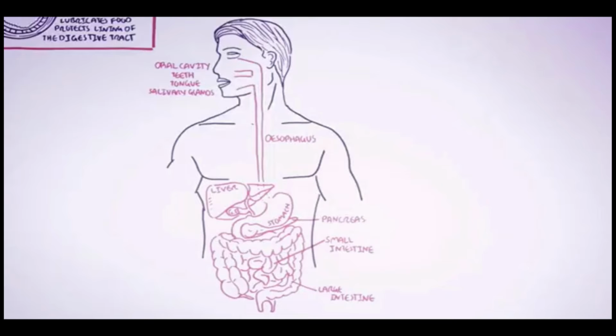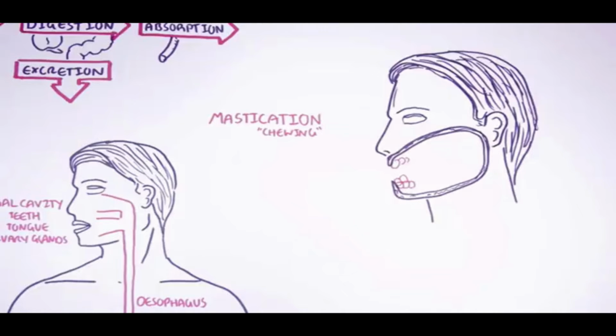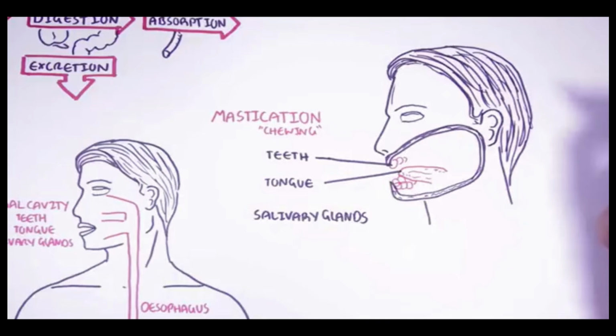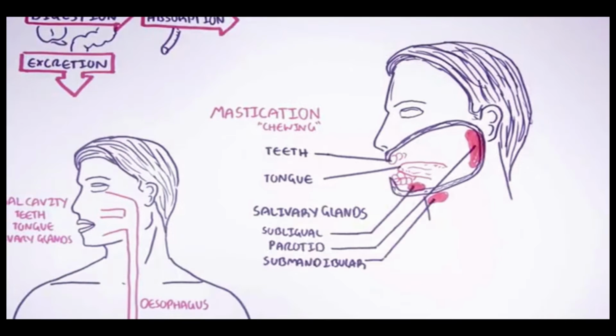As I talked earlier about mastication, mastication is the scientific name used for chewing. So you masticate. To masticate, you need your teeth to break down the food, and your tongue to push the food. You need the salivary glands that produce your saliva.